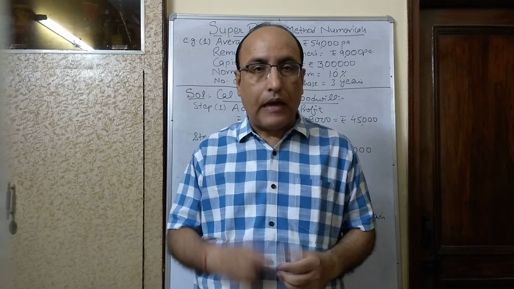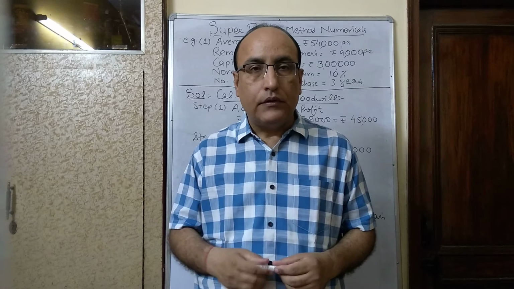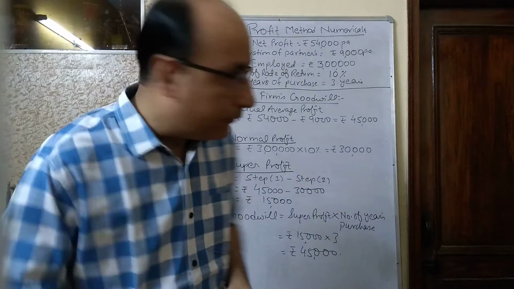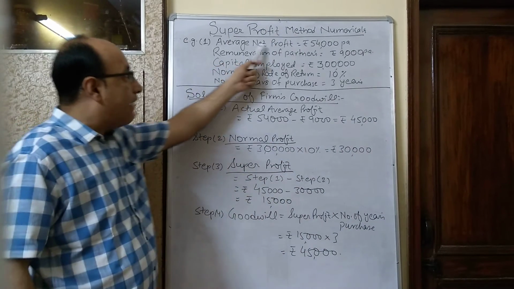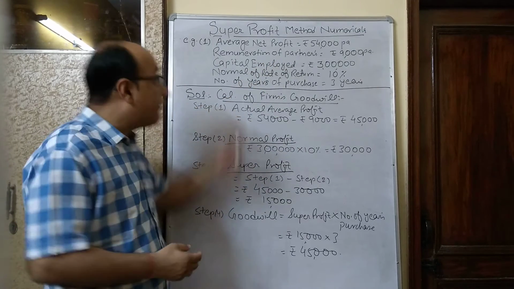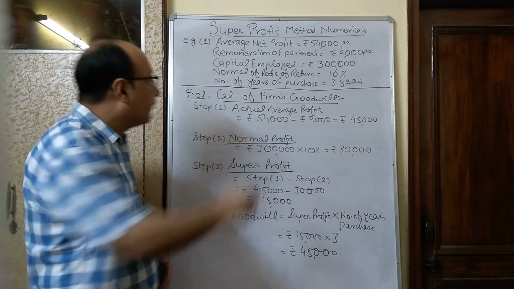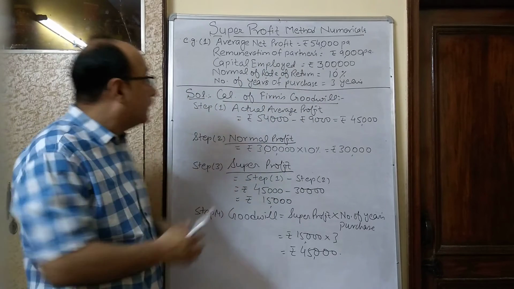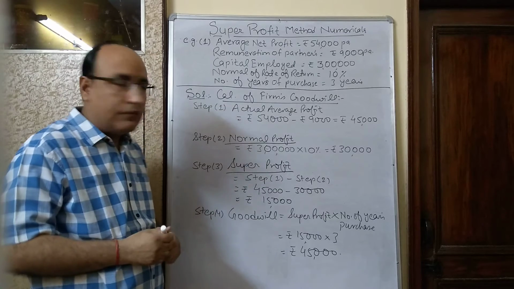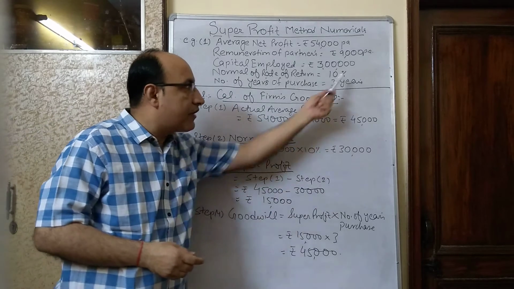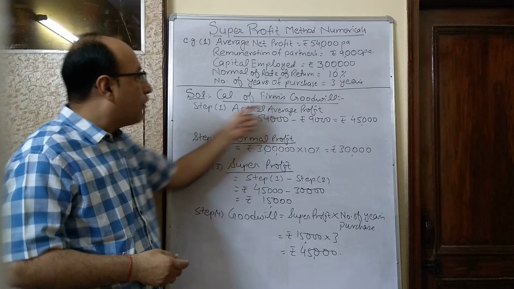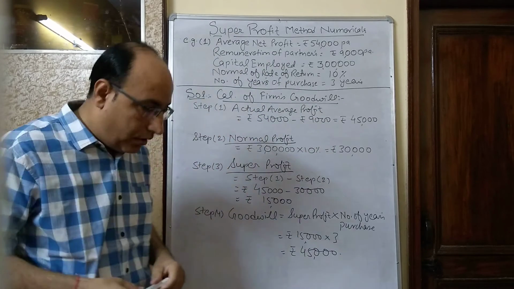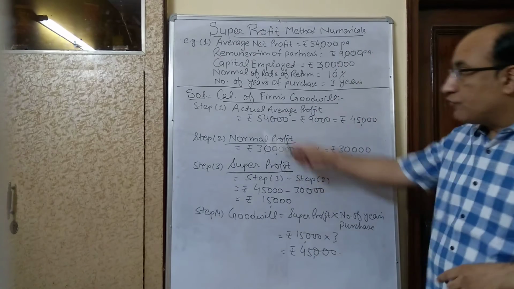So today I will take one example to solve the goodwill of the firm through the super profit method. Let me start with that. I have taken the example: average net profit is given as 54,000 per annum. Average profit is already calculated. Remuneration of partners is given as rupees 9,000 per annum. Capital employed is given as 3 lakh rupees. Normal rate of return is given as 10%. And number of years of purchase is 3 years. This is the question that I have framed through the example.